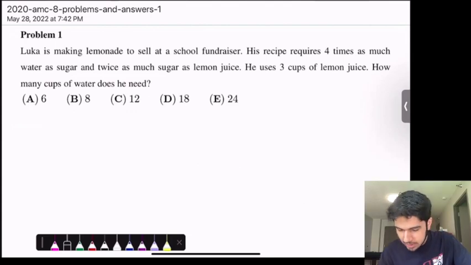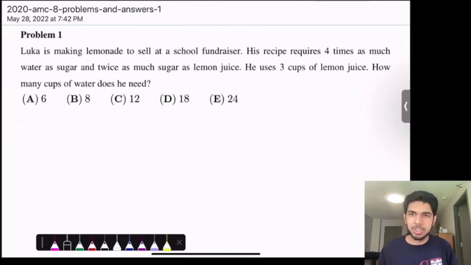So question 1 says that Luca is making lemonade to sell at a school fundraiser. His recipe requires 4 times as much water as sugar and twice as much sugar as lemon juice. He uses 3 cups of lemon juice. How many cups of water does he need?